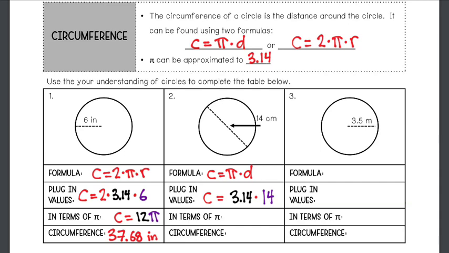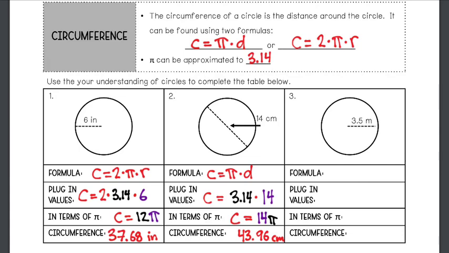In terms of pi, this one's already done. All I have to do is write out circumference equals, ignore the pi, and there's nothing to multiply 14 by. So the answer in terms of pi is just 14 pi. For circumference, I would then multiply 3.14 times 14 for a grand total of 43.96 centimeters.